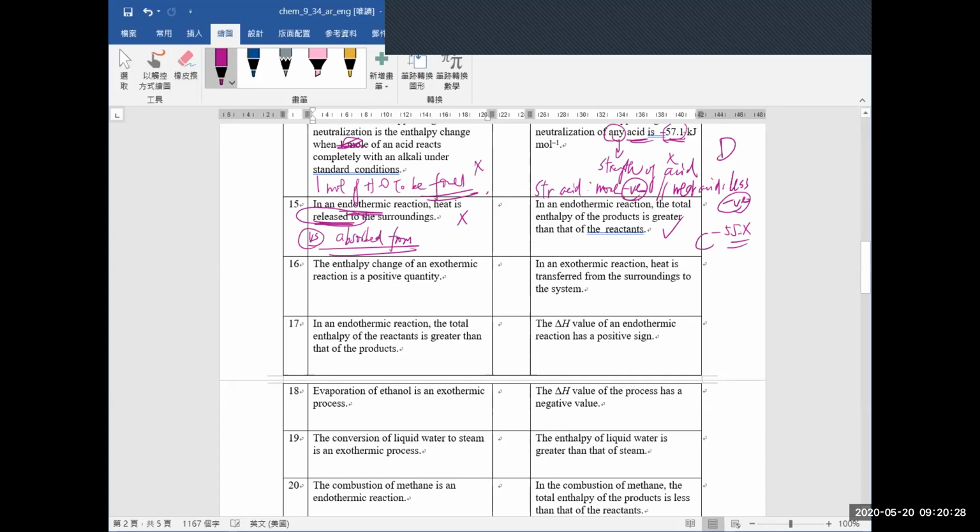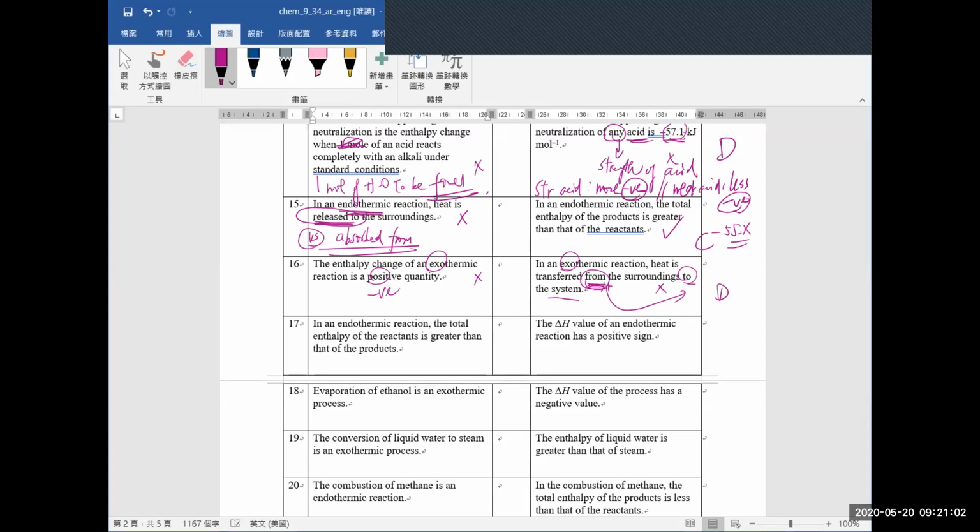16. The enthalpy change of an exothermic reaction is a positive quantity. Yes. Okay. Both they are wrong. How wrong are they? Exo, it is negative, right? Exo, heat is transferred from the surroundings to the system is quite the opposite, right? To and from is different. You are going to release heat to the surroundings. Okay, so it's D.